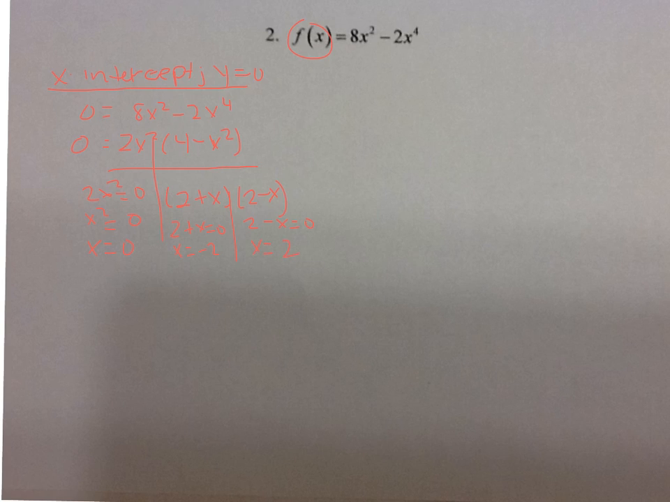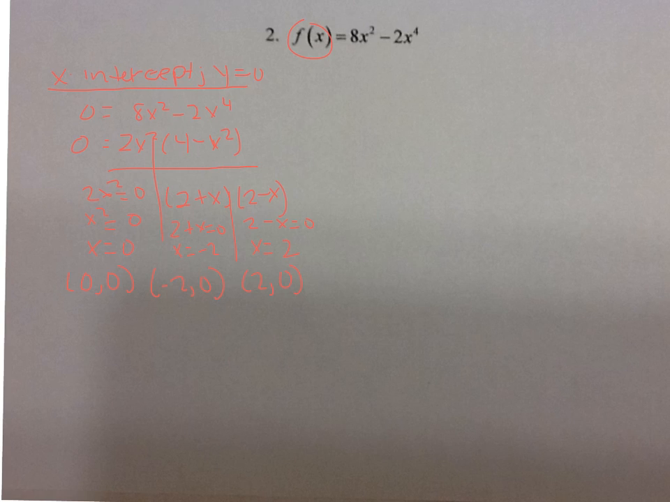All right, so remember, these are not my intercepts. If I just leave it like this, those are my roots. It's where it crosses the x-axis. So I have to write it as a point to represent my x-intercepts. So my x-intercepts are (0, 0), (-2, 0), and (2, 0).